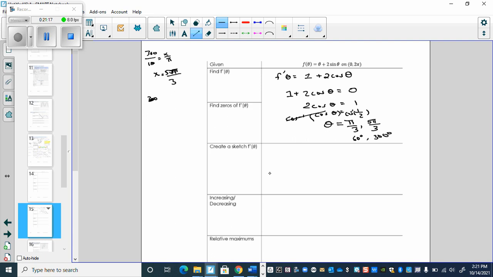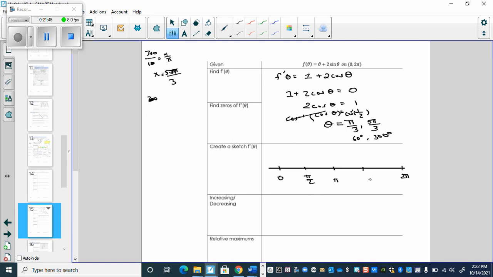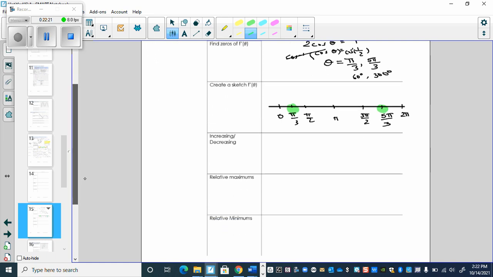So we're going to create our little sketch here. And I know that from 0 to 2 pi, okay, I have pi, I have pi over 2, and I have 3 pi over 2 right here, and then I have my pi over 3 here. I have my 5 pi over 3 right here. So I just put that on there just in general. It's not exact, but it works. So here are my zeros. That means I have a relative maximum or a relative minimum at these values here. So I'm just going to go ahead and figure out what those values are for f.